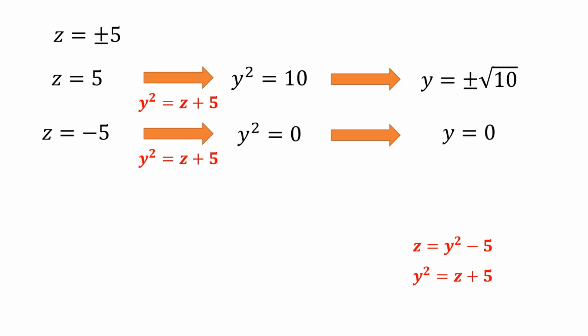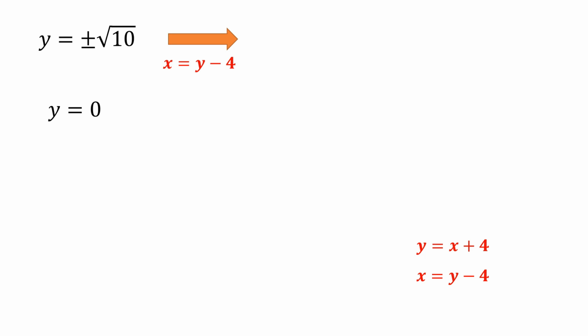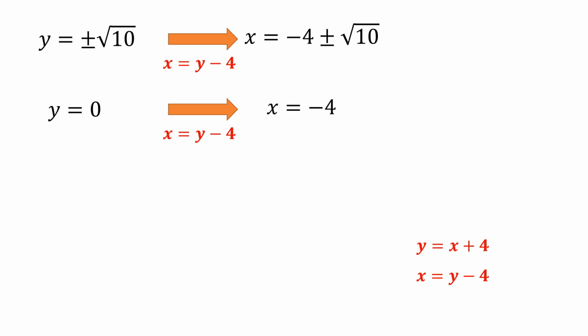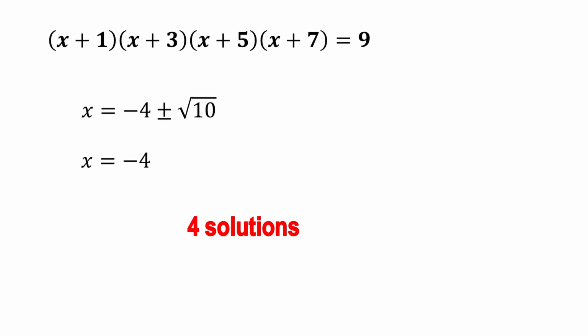So y equals 0. Now, when we go back to x, y equals plus or minus the square root of 10 gives x equals negative 4 plus or minus the square root of 10. And when y equals 0, we get x equals 0 minus 4, or simply negative 4. And that's it. So in the end, we don't actually get 4 solutions, like we might expect from a quartic equation. We get just 3.